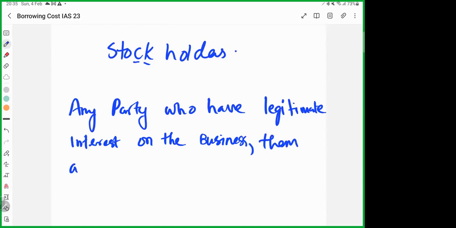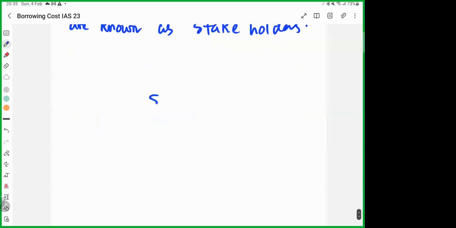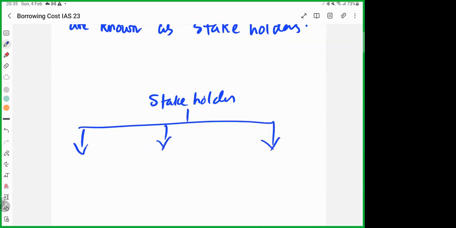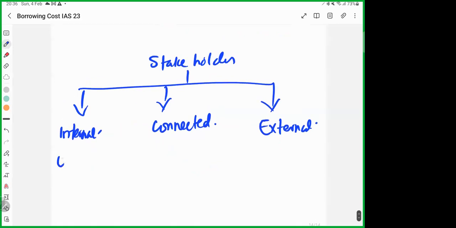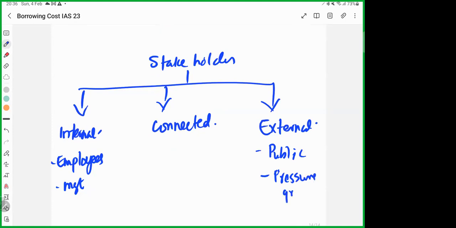are known as stakeholders. Stakeholders are of three types: one is internal, the other one is external, and the third one is connected. Internal, we have employees and management. External, we have the public, and then we call it pressure groups. Do you know who these pressure groups are?